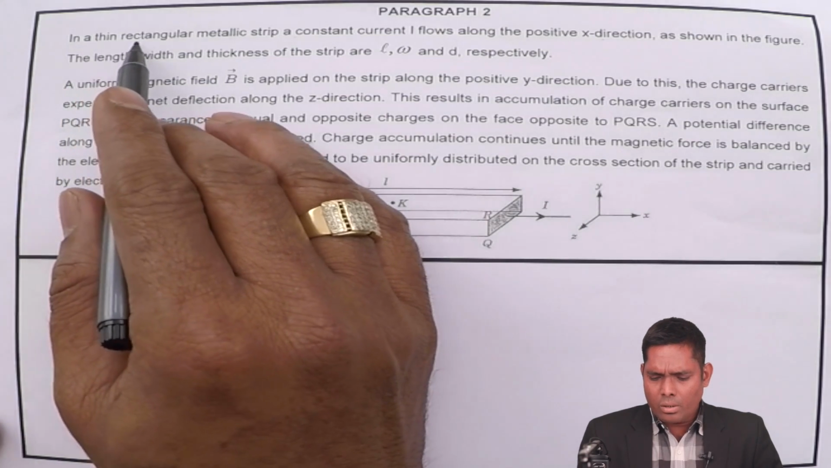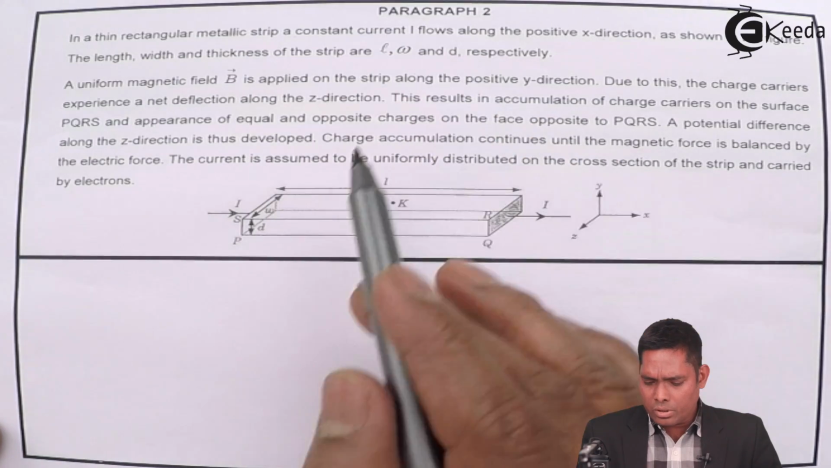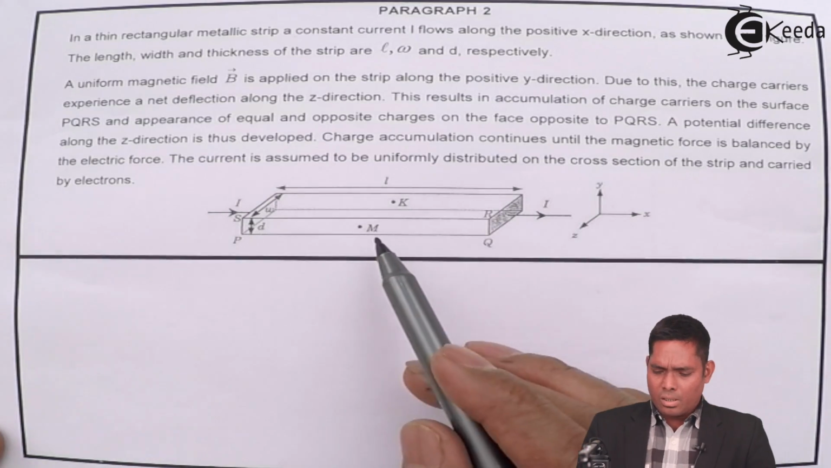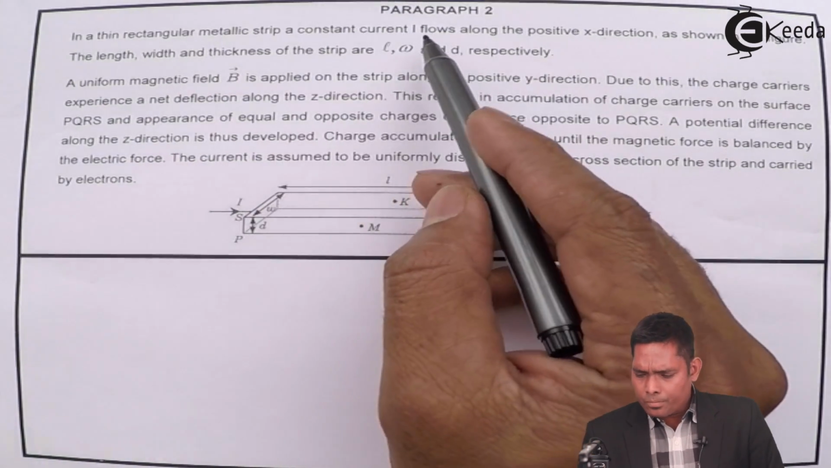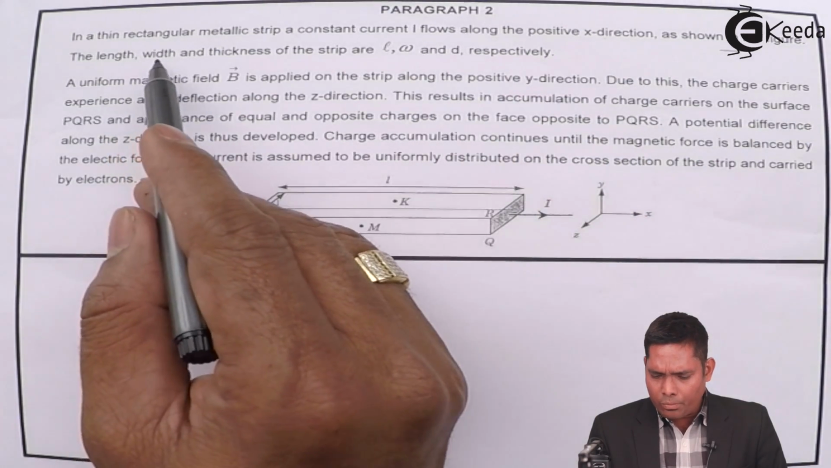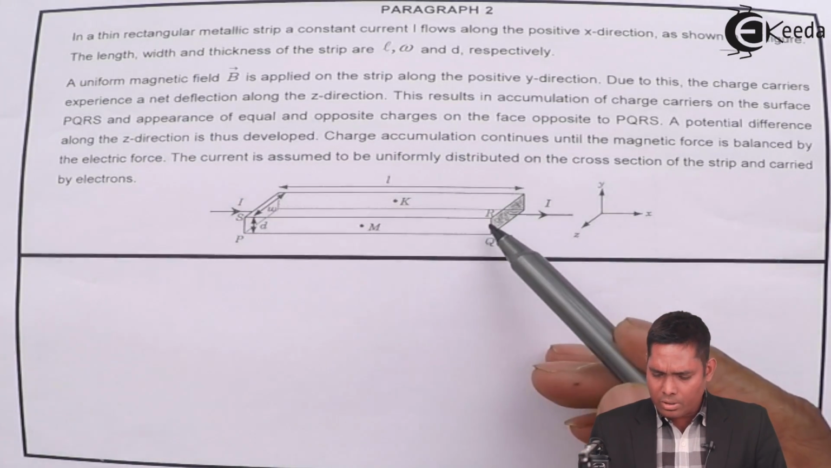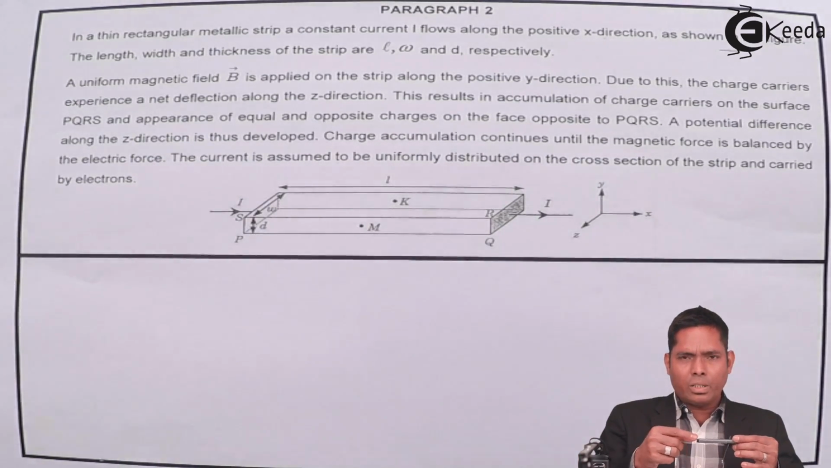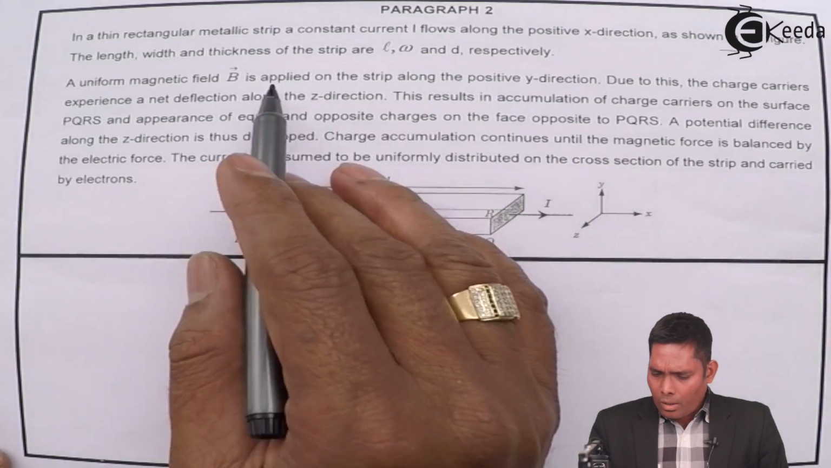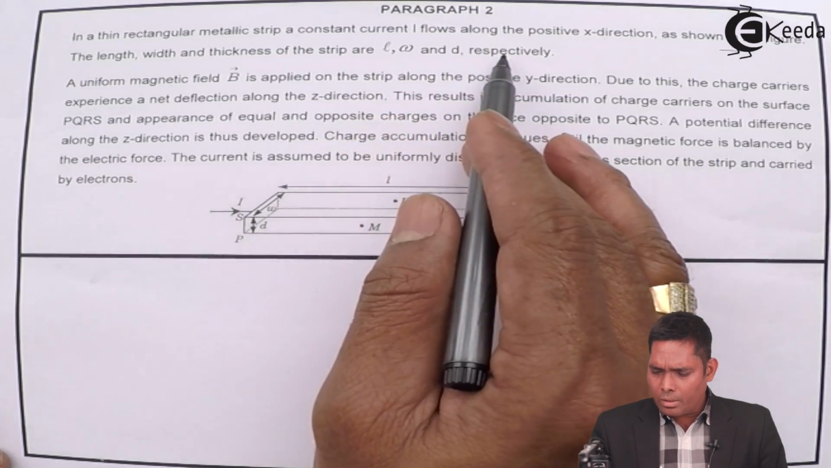In a thin rectangular metallic strip, a constant current I is flowing from this end to that end, as shown in the figure. So this is a rectangular strip, like a box structure. This is the length, this is the width, and this is the thickness. Respectively, length, width, and thickness are given as L, W, D.